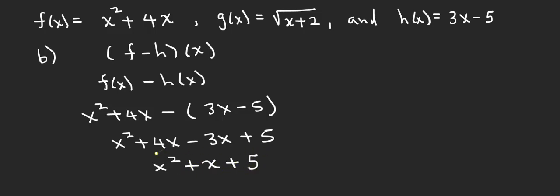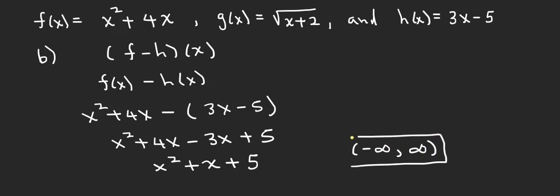Now, what will be the domain of f of x minus h of x? This is a polynomial. So the domain will be all real numbers, negative infinity to infinity. And also check, what is the domain of f of x? It's a polynomial, so negative infinity to infinity. What about h of x? That is also a polynomial, so negative infinity to infinity. Therefore, the intersection of those two is negative infinity to infinity.